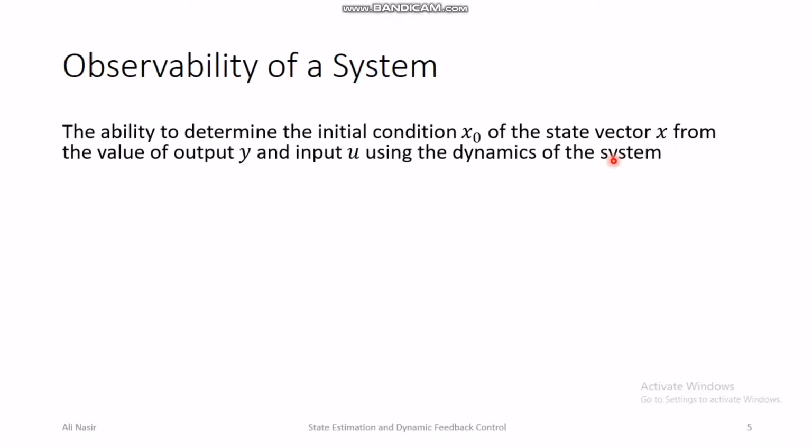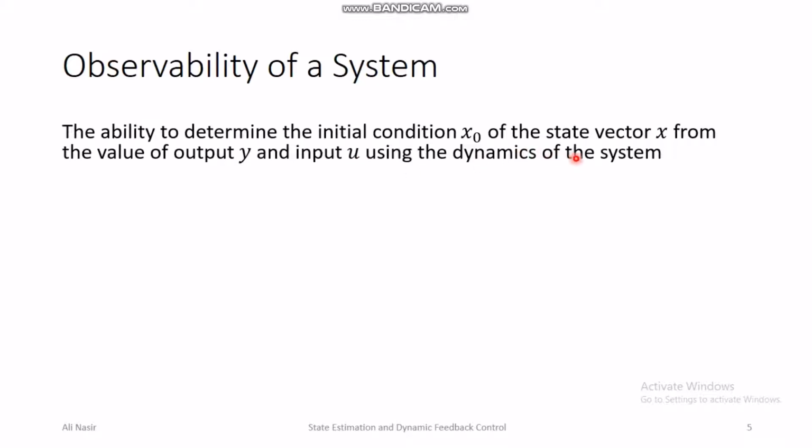So we have three things. We have the output of the system, we have the input that is applied to the system, and we have the dynamics of the system, which is like x dot equals Ax plus Bu. So the equation of x dot is the dynamics of the system. The natural dynamics is represented within the system matrix, which is the A matrix, and the dynamics that are dependent upon the control input are represented by the B matrix.